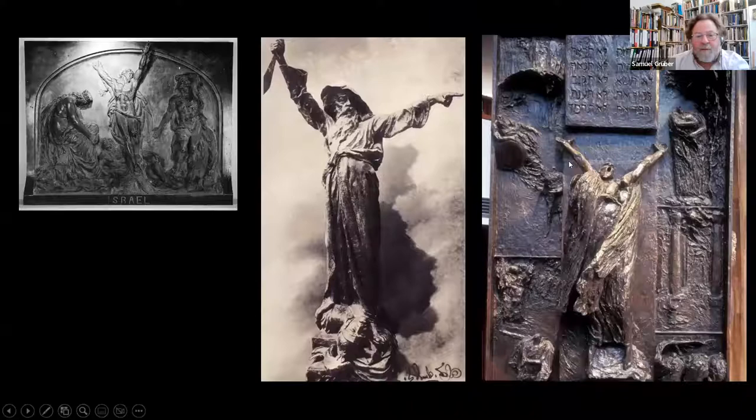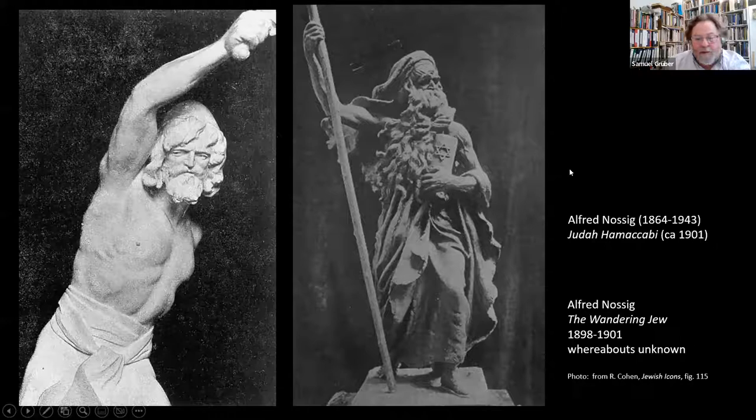Another of these Zionist artists was a guy named Alfred Nozick, and he also was creating heroic figures. Here we have Judah Maccabee, the son of Mattathias, as a heroic figure with a sword moving forward. Most of these have been lost, so we only have old photographs. And I recommend the book by Richard Cohen called Jewish Icons, which is a terrific book, and it describes and discusses many of these works.